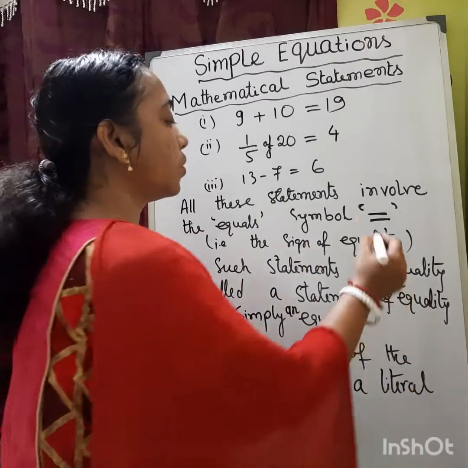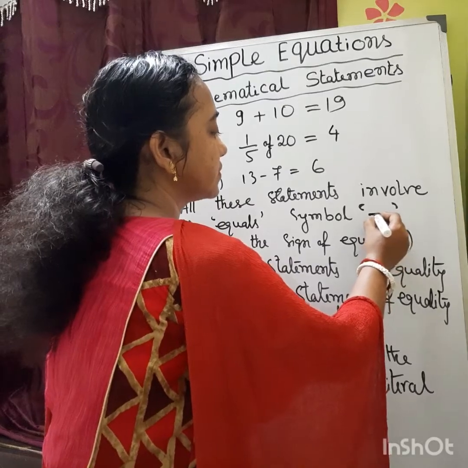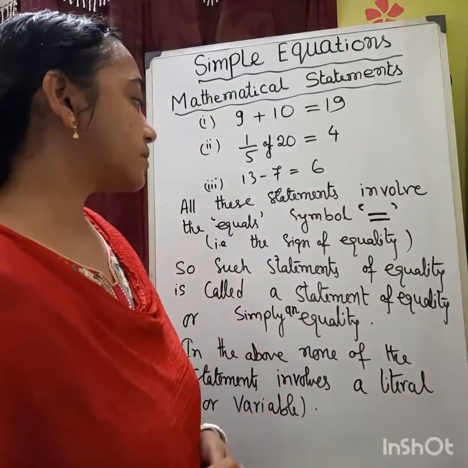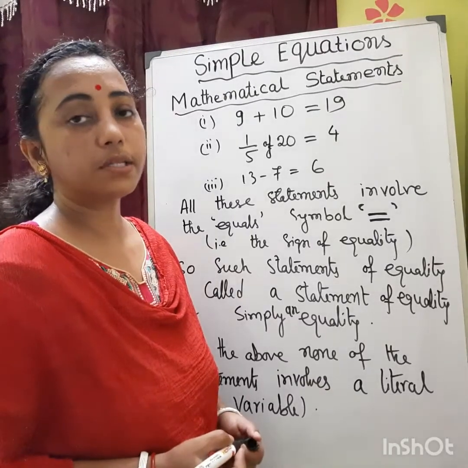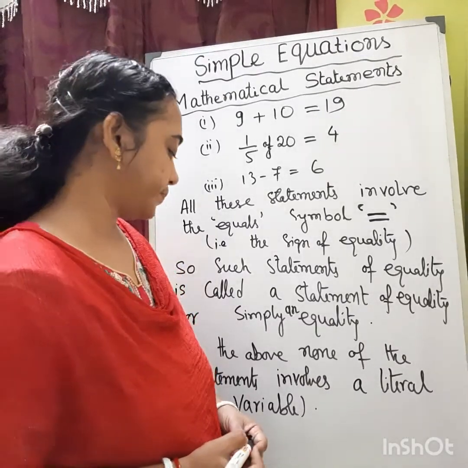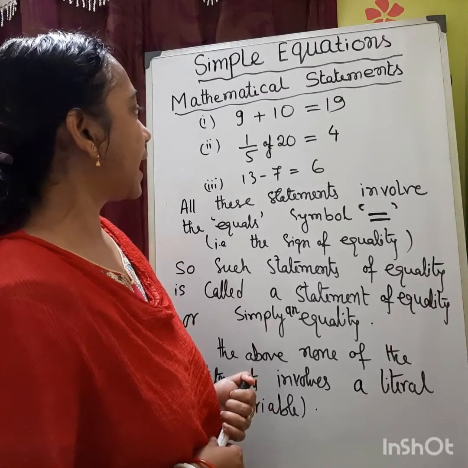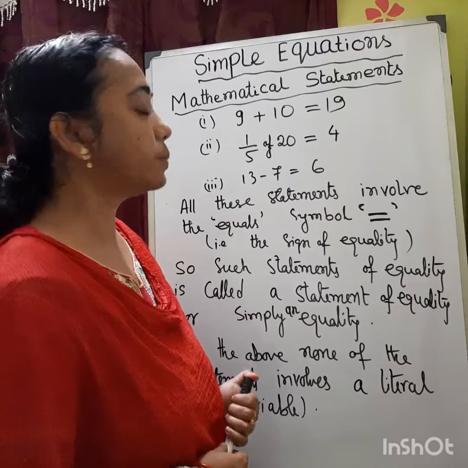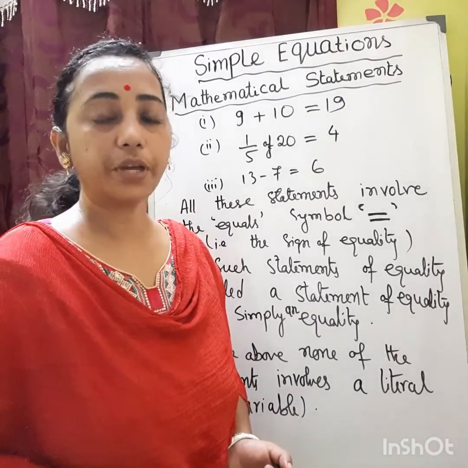So this is the symbol of equality. This is the sign of equality. Such statements of equality are called a statement of equality or simply an equality. Now from these numerical statements, we can see that none of the statements involves a literal or we can say variable. Now what is a variable?